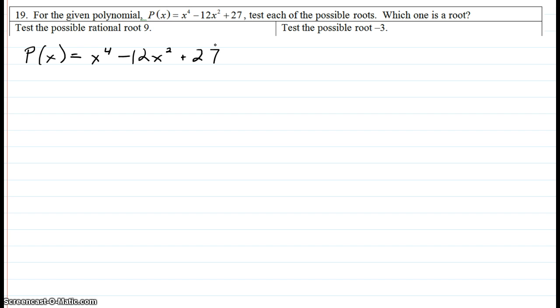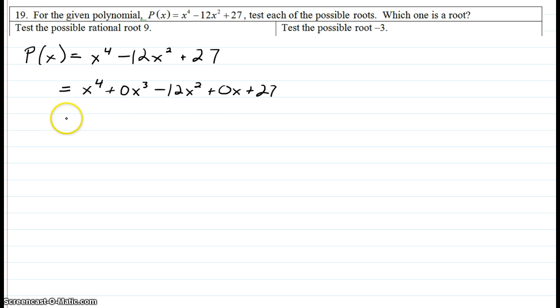And so the easiest way to test if this is a root is to use synthetic division. You could substitute 9 in, and if it equals 0, then it's a root, but I'd rather do synthetic division. Before we do synthetic division, we want to see, does it go x to the fourth, x to the third? You see it's missing x to the third, so I'm just going to write it as 0x cubed minus 12x squared plus 0x plus 27.